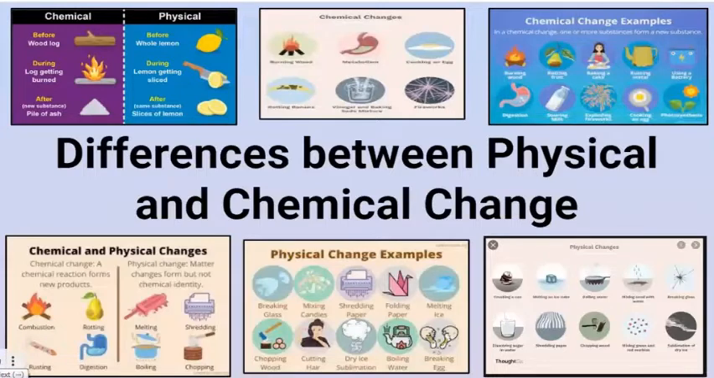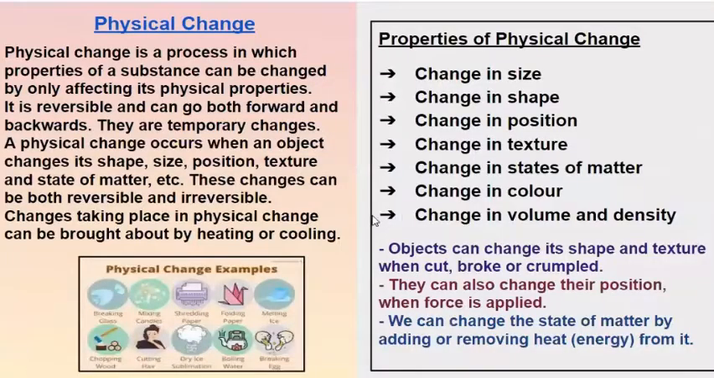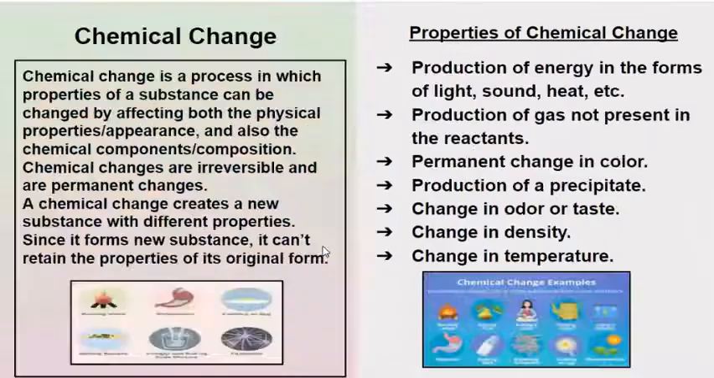Now we will be learning about the differences between physical and chemical change. But before that, we must first learn what physical and chemical change are. Physical change is a process in which properties of a substance can be changed by only affecting its physical properties. It is reversible and can go both forward and backward. They are temporary changes.